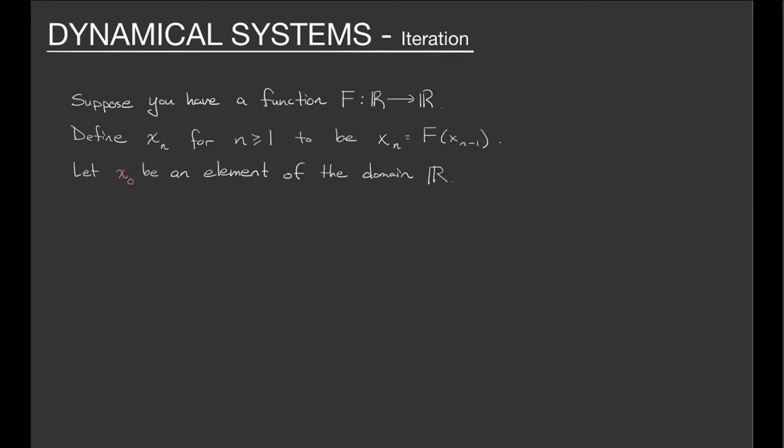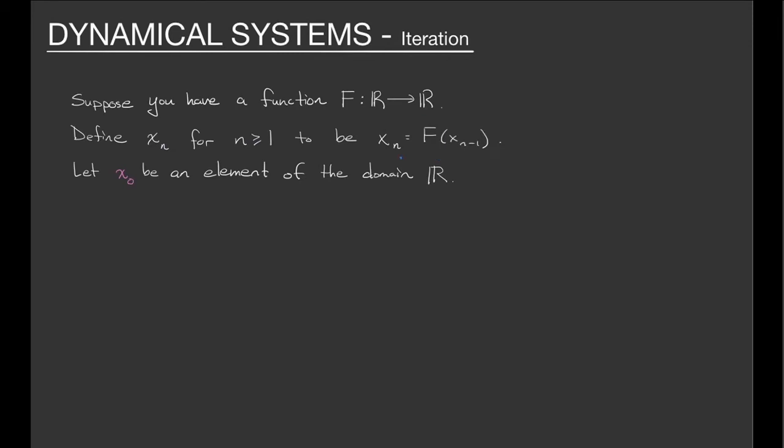Now let's suppose we have a function capital F that is real input and real output. The domain is the real numbers and the codomain is the real numbers. We'll define a sequence of numbers, x0, x1, x2, x3 in the following way. We define xn to be the function of xn minus 1. That means if you want to know what xn is, you need to know what xn minus 1 is. This is an example of a recursive relation.